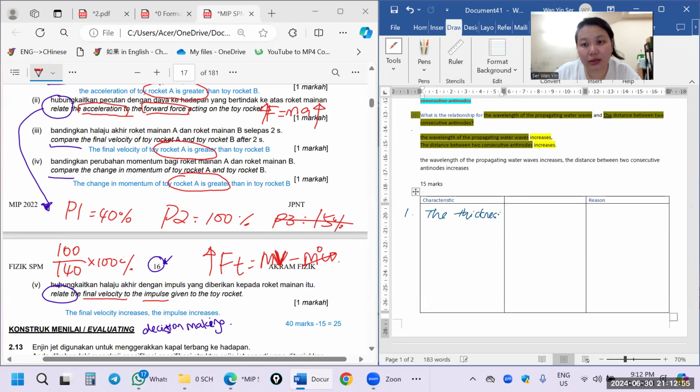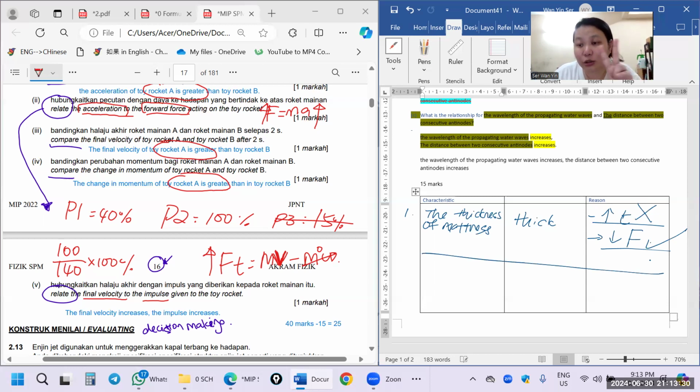the thickness of mattress. This is your choice, then your reason: it can increase impact time, decrease impulsive force. Don't use symbols, please write in sentences. Please give at least 2 reasons. Let's say number 1 you're wrong, you still get marks for the second aspect of understanding. At least 2. If you want to write 2, 3, 4, also can, no problem.